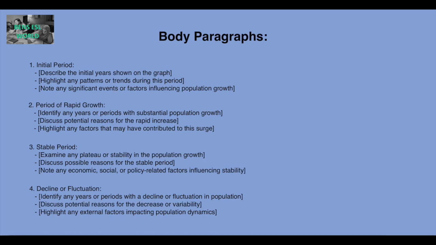4. Decline or fluctuation. Identify any years or periods with a decline or fluctuation in population. Discuss potential reasons for the decrease or variability. Highlight any external factors impacting population dynamics.